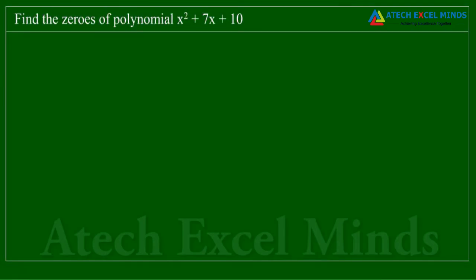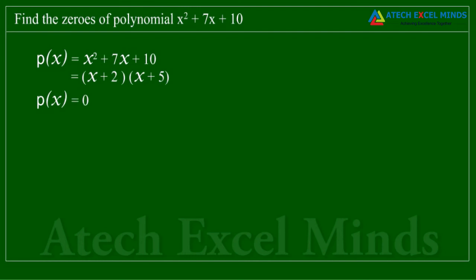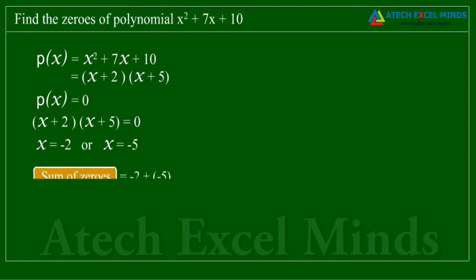Let us understand these relations by solving a problem. Let's find the zeros of polynomial x square plus 7x plus 10. X plus 2 and x plus 5 are the factors of this polynomial. Hence, if p of x is equal to 0, then x is equal to minus 2 or x is equal to minus 5. Hence, the zeros of this polynomial are minus 2 and minus 5.